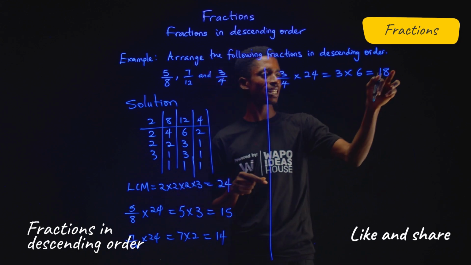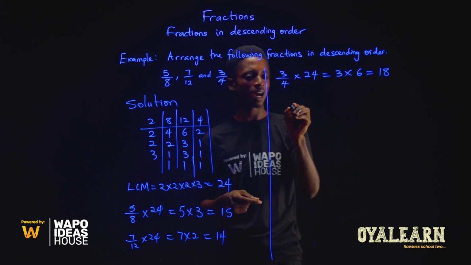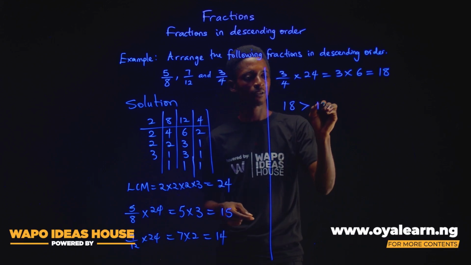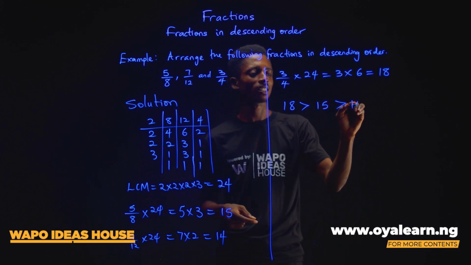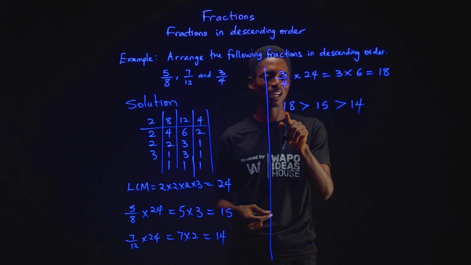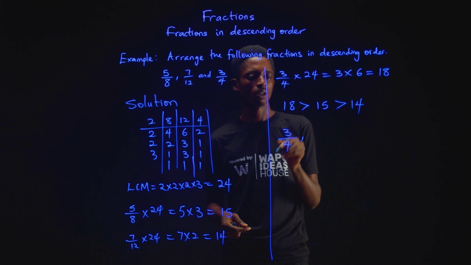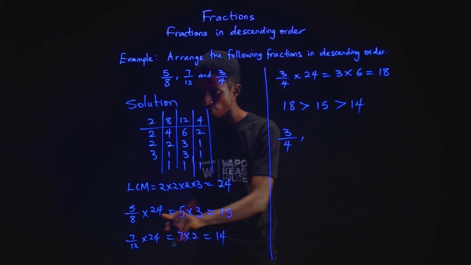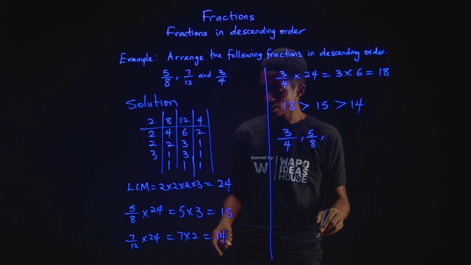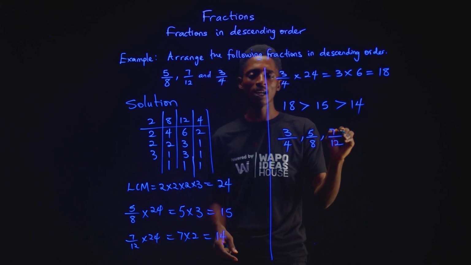Now we will organize this result from the biggest to the smallest. And the biggest we have is 18, which is greater than 15, which is greater than 14. Now let's organize the fractions in descending order. For the 18, we have the fraction 3 over 4. Then 15, we have the fraction 5 over 8. And then the smallest will be 14, which is 7 over 12.